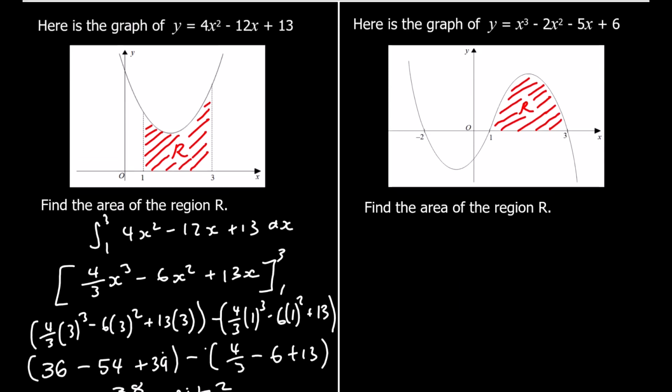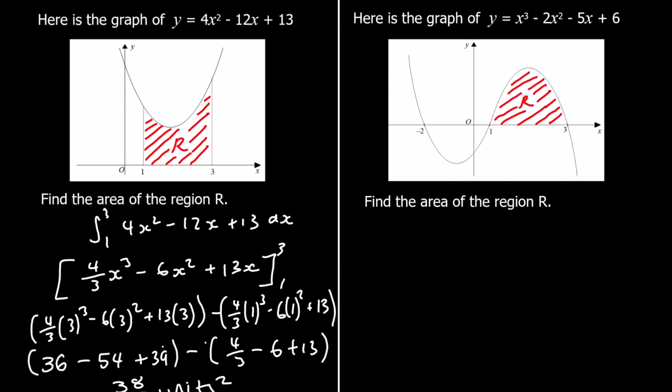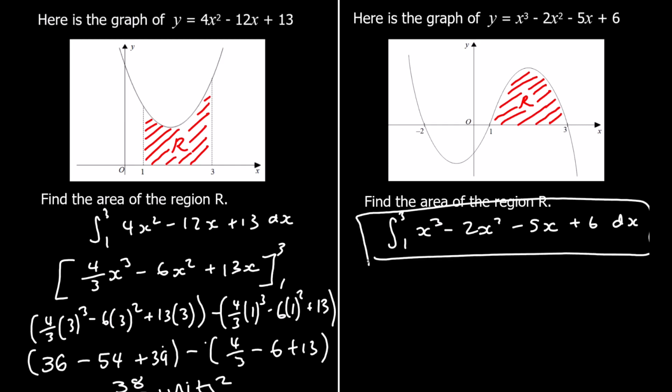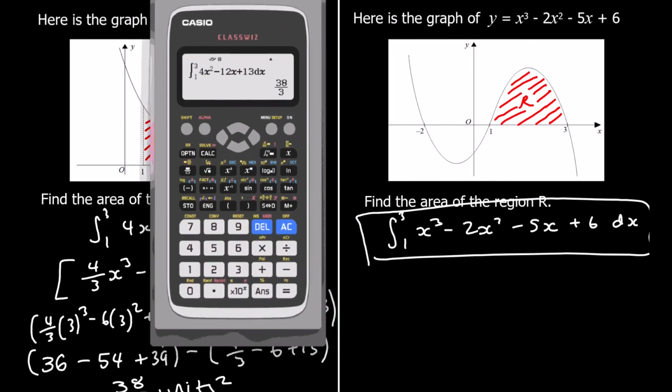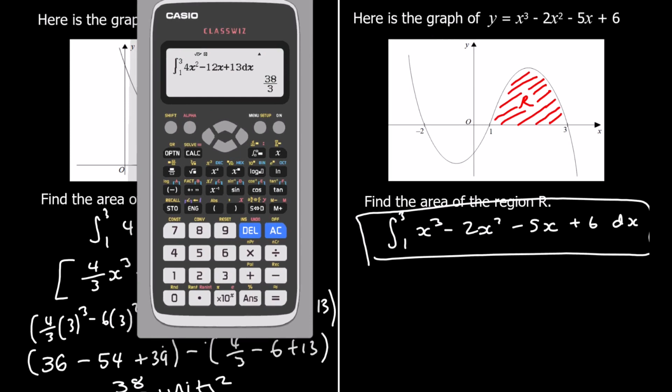One for you to try. Pause the video, give it a go. So it's the integral between 3 and 1 of x cubed minus 2x squared minus 5x plus 6 with respect to x. So we integrate. We can type this in the calculator straight away, but we need to be able to do this process.